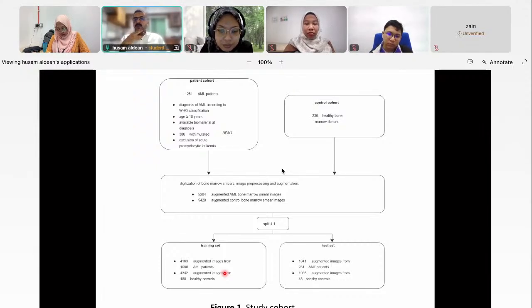For the control cohort, we have 236 healthy bone marrow samples from donors, as we said before. The images of these slides were digitized, followed by image processing and augmentation. I want to make a note here. We do not have a single image for the control cohort and for AML patients. We have a whole slide image, so we have many cells in every slide.